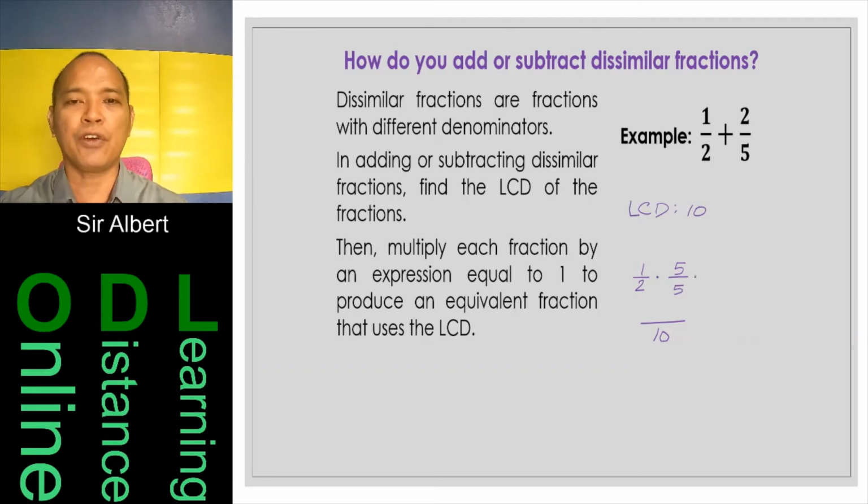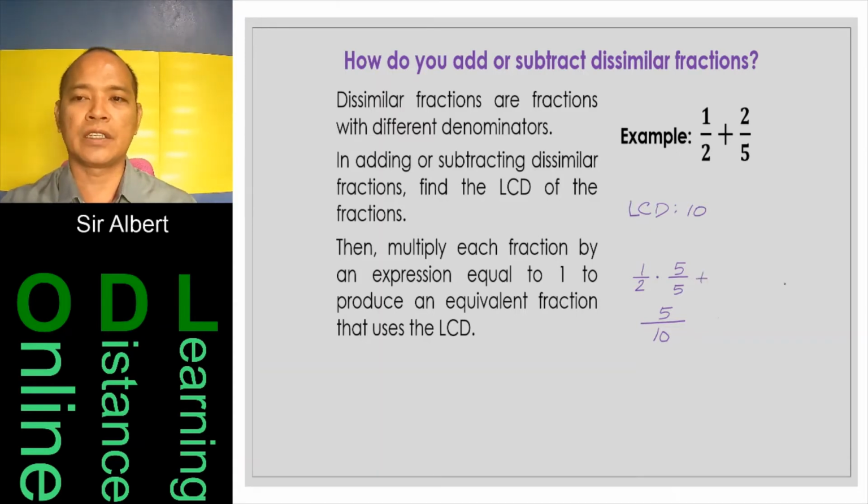Here, 5 over 5 is the expression equal to 1 that would convert our original fraction to a similar fraction that uses the LCD. Multiplying now the numerators 1 and 5, we get 5 over 10. Notice that 1/2 and 5/10 are equivalent fractions.